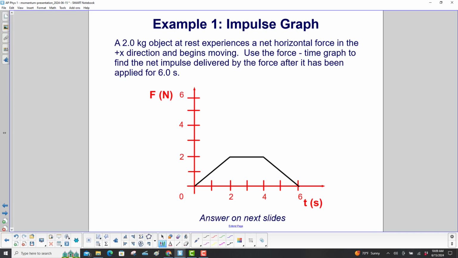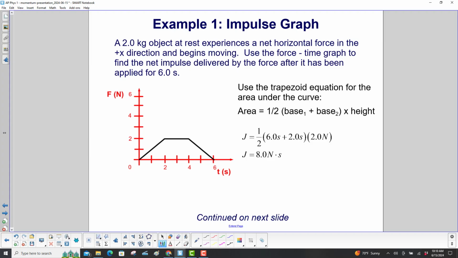A 2 kilogram object at rest experiences a net horizontal force in the positive x direction and begins moving. Use the force time graph below to find the net impulse delivered by the force after it has been applied for 6 seconds. Now what do we notice here? The force is changing, right? Starts at 0, goes up to 2 newtons, stays at 2 newtons for a while, then decreases. It always is a positive force because it's above the time axis.